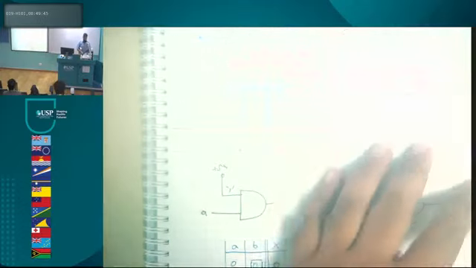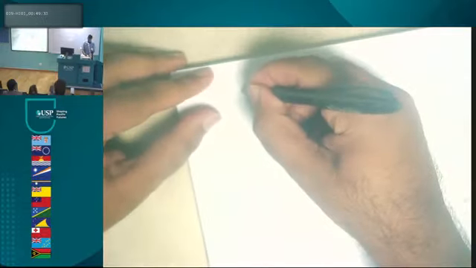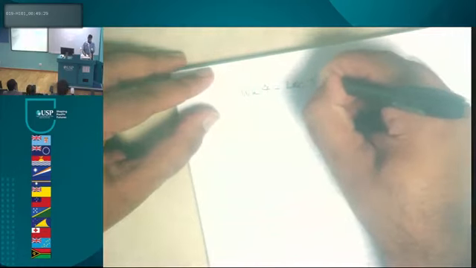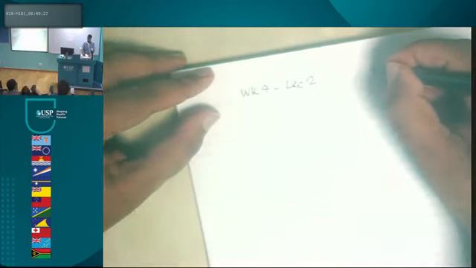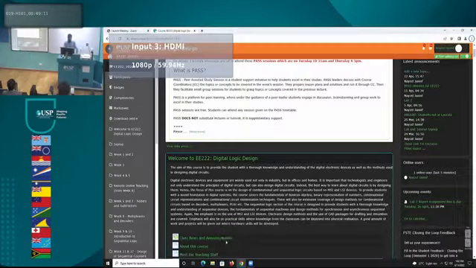Okay, theorem 5. So let's note today's coordinates. So it's week 4, lecture 2, and today is the 13th of April 2022. Yeah, is that correct? 13th April? Okay, now for some of these diagrams, so for the next one, I'm going to switch over to the computer.